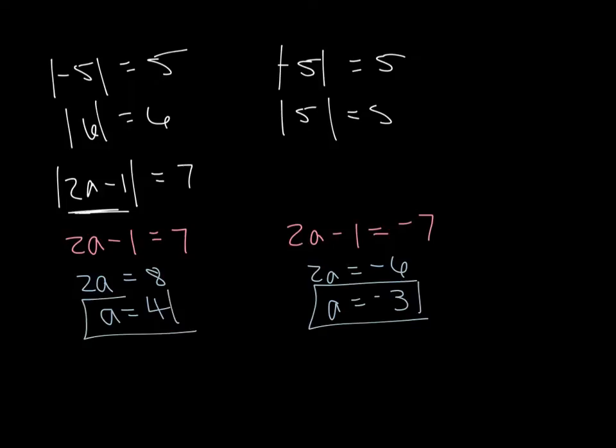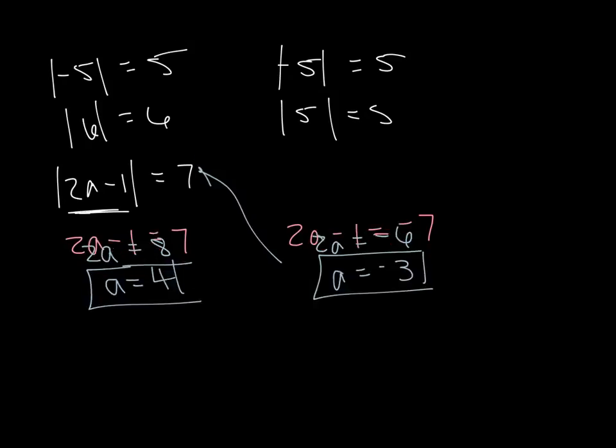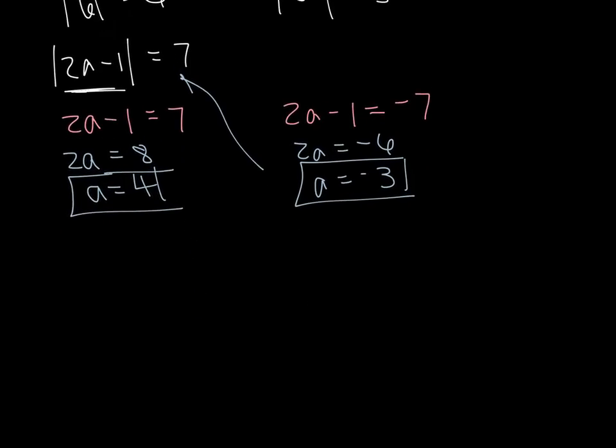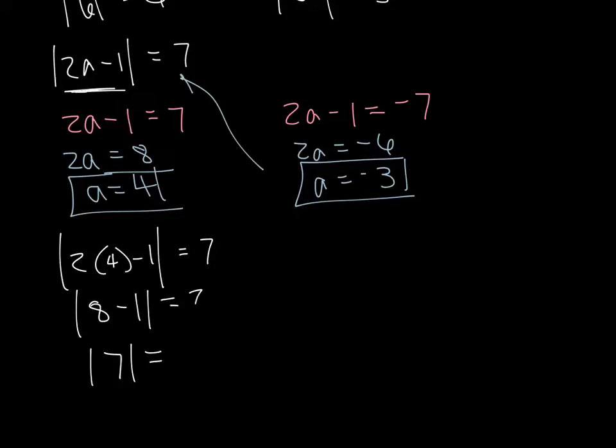Okay, so you're going to get two answers there that are going to make that a true statement. Alright, let's plug those into this original problem here. I'll show you something. So we'll put a 4 in. Put the absolute value sign. So 8 minus 1, 7 equals 7. The absolute value of 7 is 7, which is true.